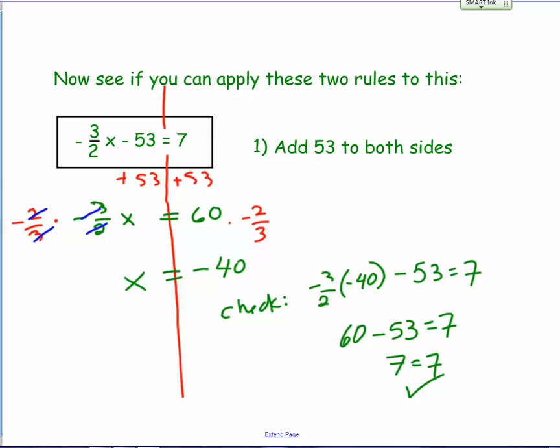And then show your check. Negative 3 times negative 40 is negative 120, divided by 2 is 60, and 60 minus 53 is 7. So you absolutely know you're right.